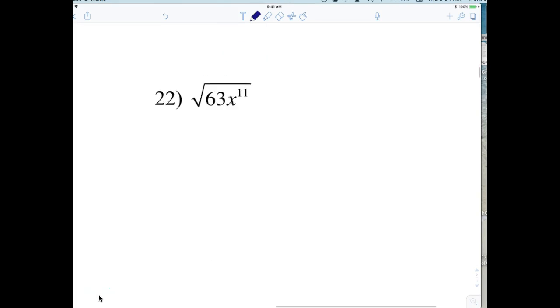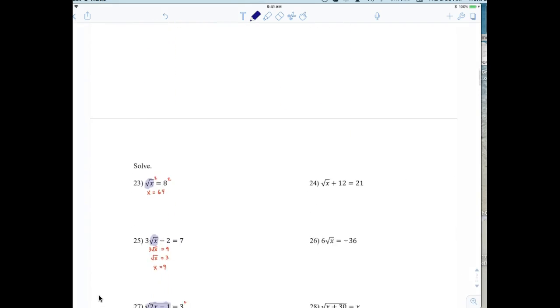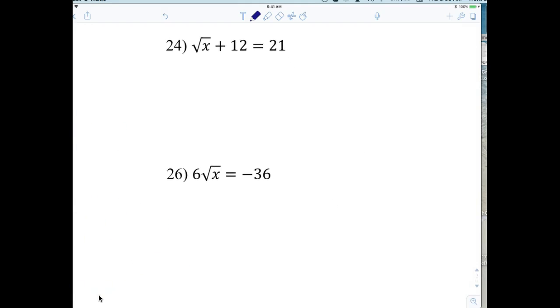Okay. So any issues with that? Good, right? All right. I think that's the first page of the test. This is the second page. All right, dealing with all the radicals. So isolate first, right?